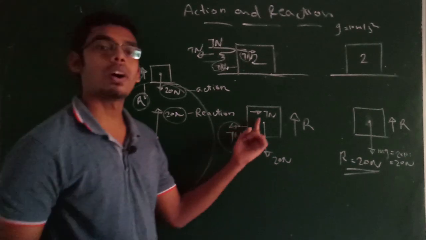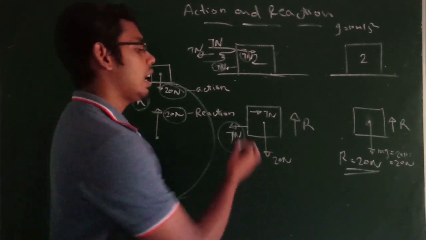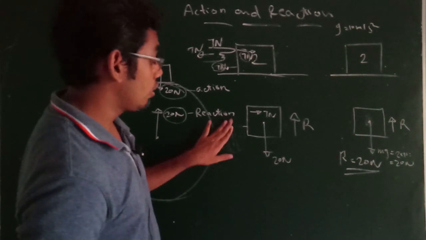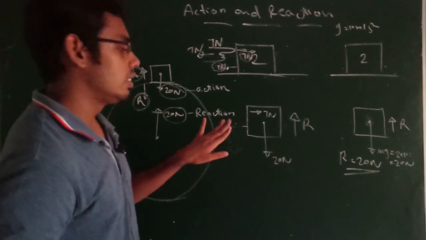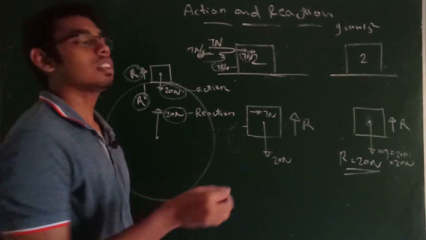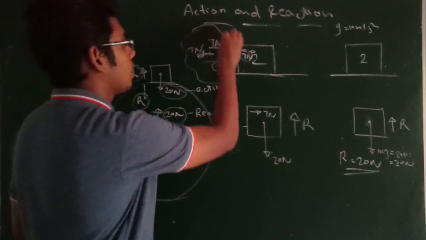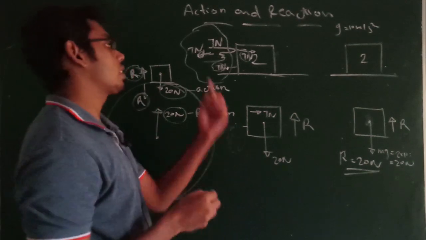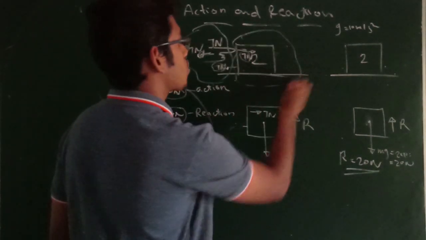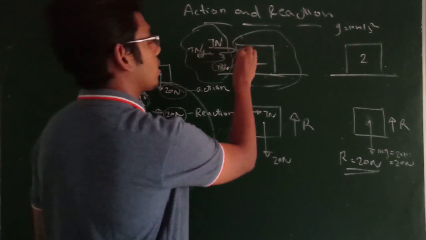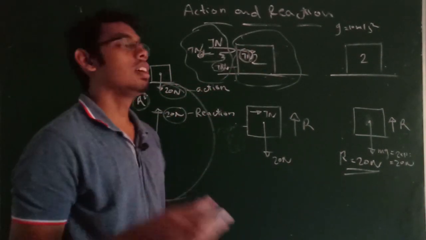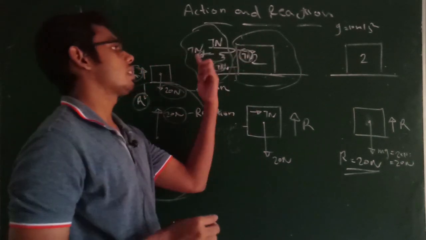So come to this figure. We have all these forces, but this 7 Newton is not acting on this 2 kg block. This 7 Newton is acting on the hand of this person. So when we consider the free body diagram of this hand, you need to mark this 7 Newton. But when you consider the free body diagram of this 2 kg block, you need to consider this 7 Newton only in the horizontal direction, because this is the action force and this is the reaction force.